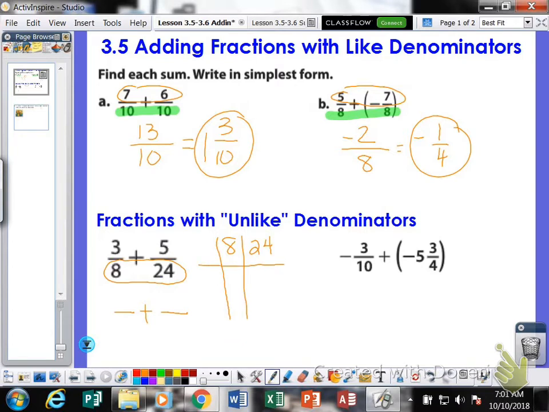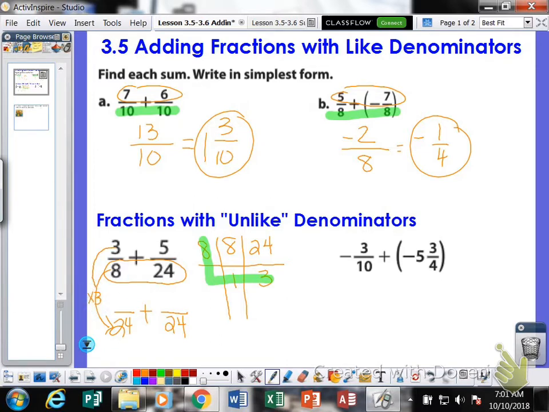So then I ask myself, what goes into 8 and 24, and 8 goes into both, so then I get a 1 and a 3. And if I want to find the least common, I make an L here, and I multiply those numbers along the L. So 8 times 1 times 3 is 24. So there's my denominator, 24. Now, how did I go from an 8 to a 24? I multiplied by 3. 8 times 3 is 24.